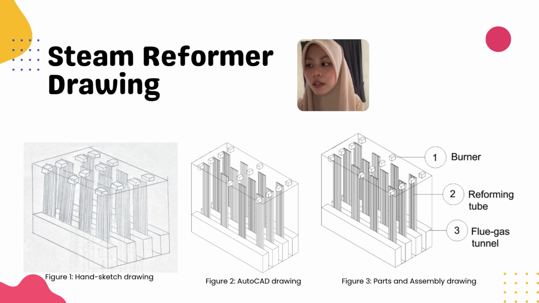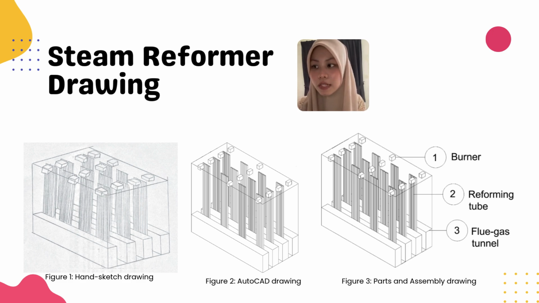into technical drawing. The second figure represents the AutoCAD drawing of the steam reformer. The hand sketch was refined using AutoCAD to improve accuracy, proportion, and clarity. This drawing provides a more precise representation of the reformer geometry, making it suitable for technical reference and further design development. And the last figure shows the part and assembly drawing of the steam reformer. The main components are labeled, which include the burner, reforming tubes, and flue gas tunnel.